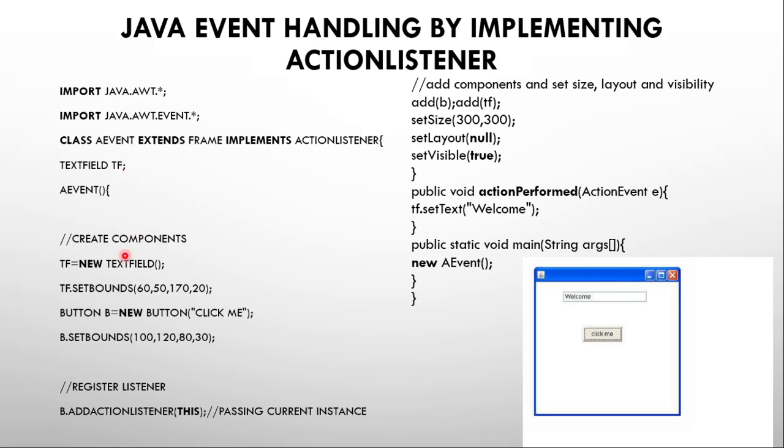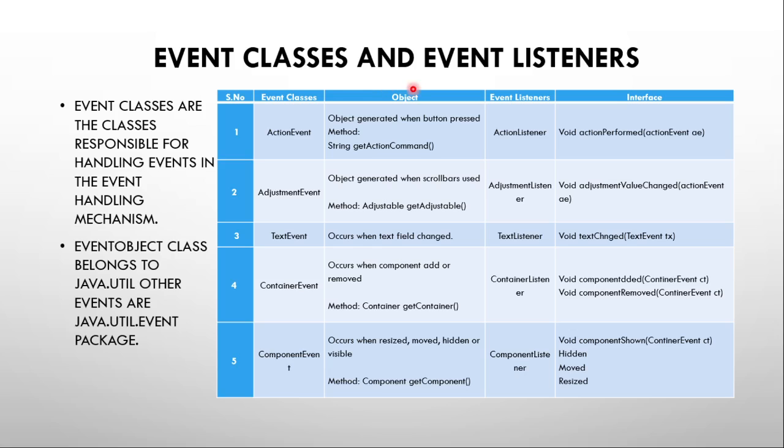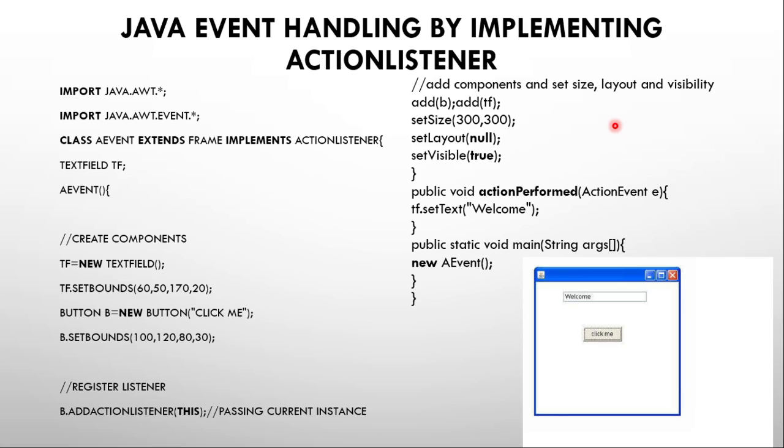So I have taken one single example over here, that is event handling by implementing action listener, right? Action listener, I'll just go back to the slide. You see this is an action listener interface, and there is only one method called actionPerformed. So we need to override this method, right? Fine. You see that I have used that method over here, actionPerformed.